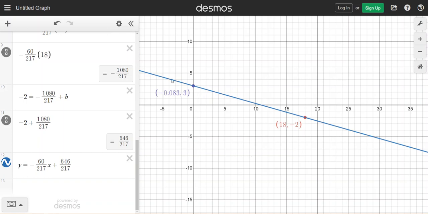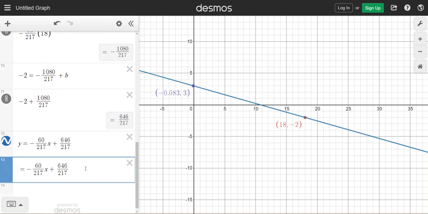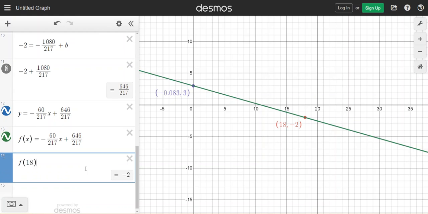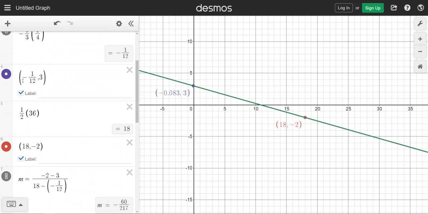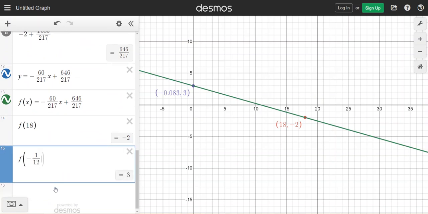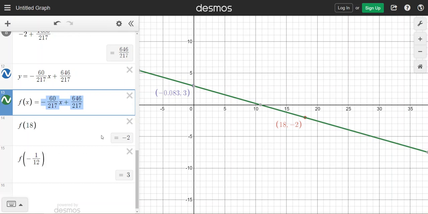Now, you should see that your line goes perfectly through your data points. I'm also going to, just for fun, rewrite this line as a function, and I can illustrate in function notation that if I plug in my x coordinate, 18, yes, I get the y coordinate of negative 2. So it's a true function, goes to that ordered pair. And my other ordered pair had negative 1/12 as the x coordinate. So if I plug in negative 1/12 for the input, again, perfect output value of 3. So again, just proving that this is the linear function in its exact form that goes through the two ordered pairs that we were instructed to write the equation from.